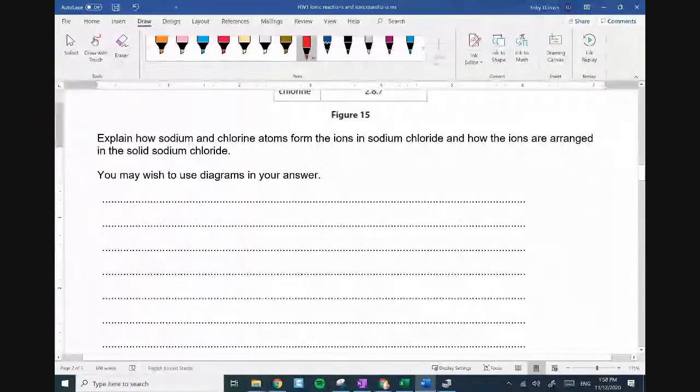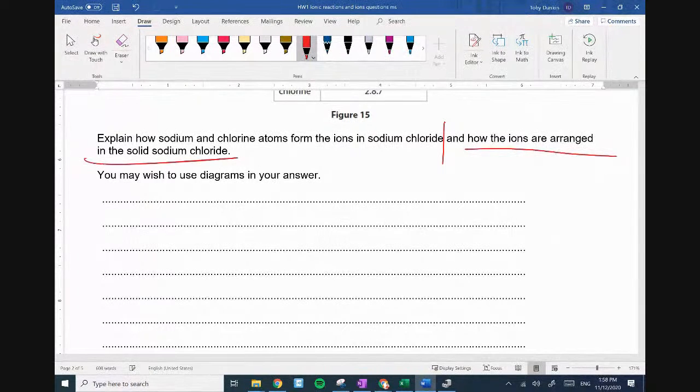These are all Edexcel paper questions, you see, so I haven't edited them, and I should have because we haven't covered it in lesson yet. Explain how the atoms form the ions. Yeah, done. And how the ions are arranged in the solid. So you can't do the latter half. Yeah, that's irritating. So we're down to 4 marks again.